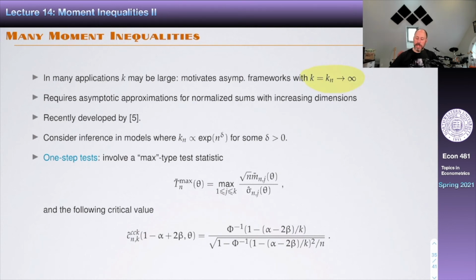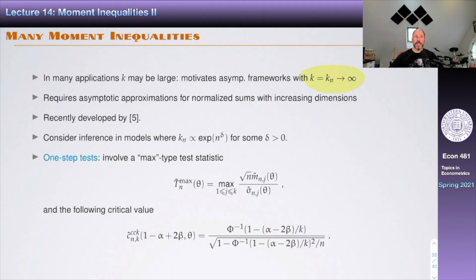The problem with this is that now we require different asymptotics, right? Because we have a lot of moments, we cannot use the usual CLTs and so on. And so I wrote here: requires asymptotic approximations for normalized sums with increasing dimension. So you need the right tools. And the right tools were actually developed in a really good paper, also by Chernozhukov, Chetverikov, and Kato, which is an Annals paper about CLTs for high dimensions.